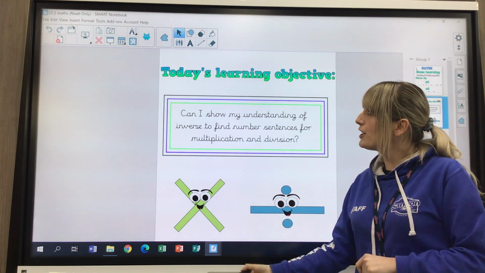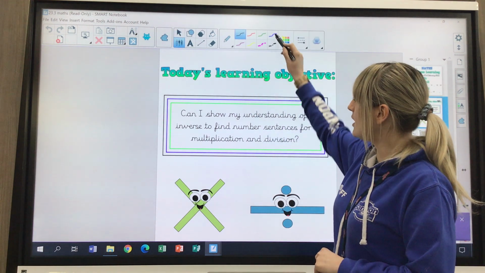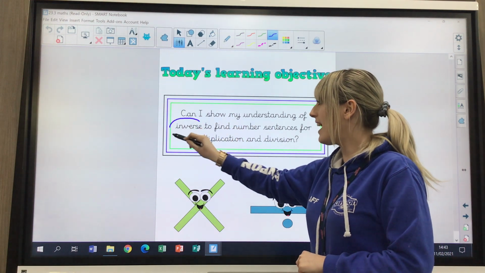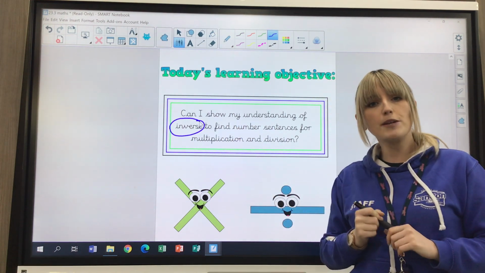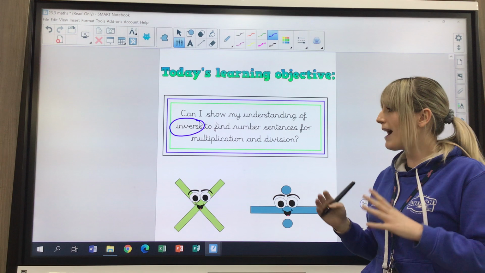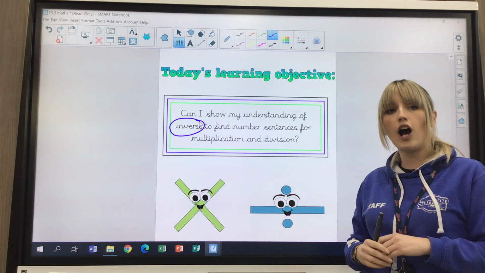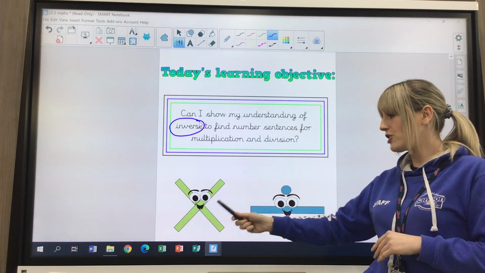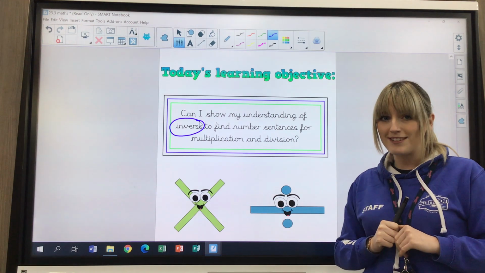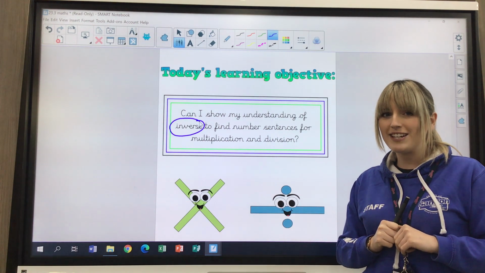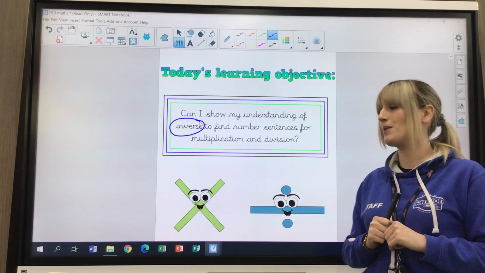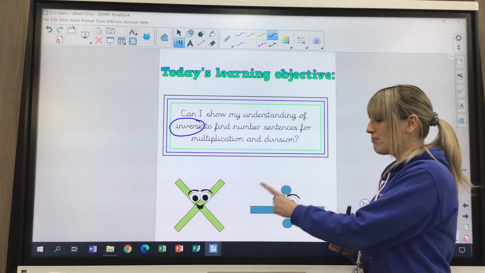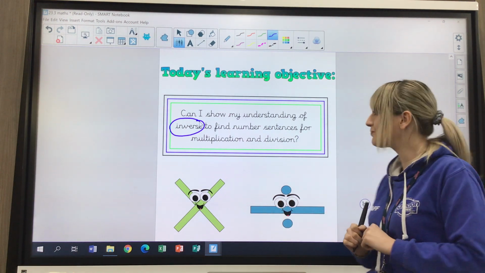Now a tricky word we might not know the meaning of in that learning objective is inverse. We've spoke about it before. I'm going to remind you that inverse means the opposite. So multiplication and division are friends, but they are very, very different. They are opposite to each other. And we're going to look at that in more detail today.